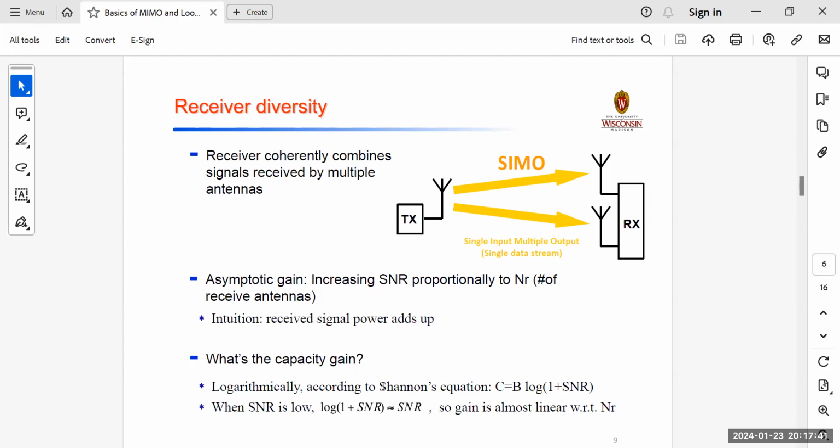What's the capacity gain? For the capacity, we know that it's the Shannon equation, that is C is equal to B, that is the bandwidth, log base 2, 1 plus SNR. This is the infamous Shannon's equation. So when the SNR is low, this can be approximated to the capacity being directly proportional to the SNR. So gain is almost linear with respect to the number of antennas. This number of antennas is also related to the signal to noise ratio. So we can say that the greater the number of receiving antennas, the more linear sort of improvement in the capacity.